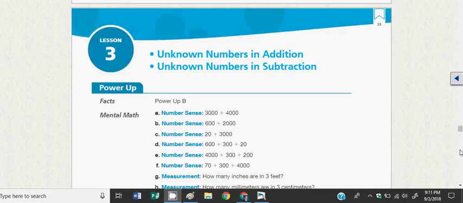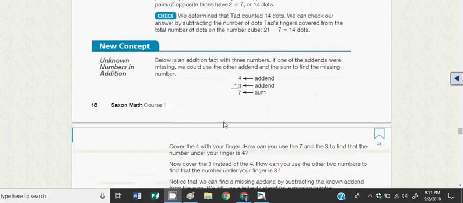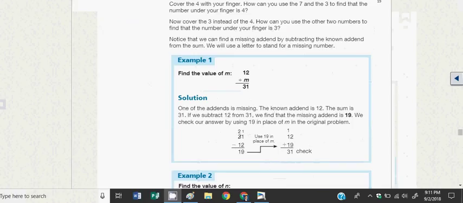Okay, so skipping past the mad minute, mental math, and problem solving things we do in person in class, for our video lesson, new material starts at the very bottom of page 18.